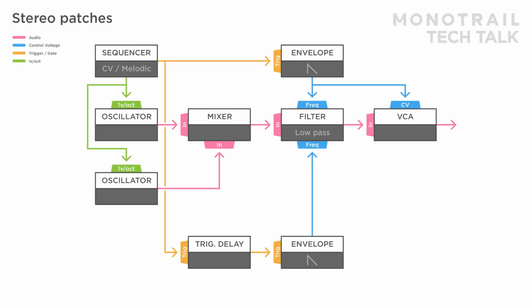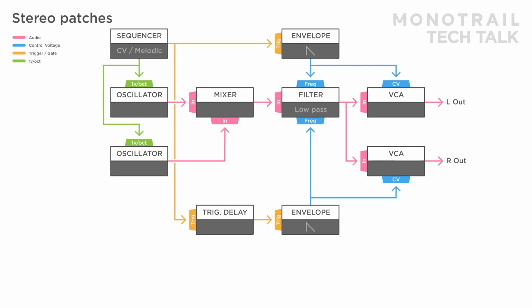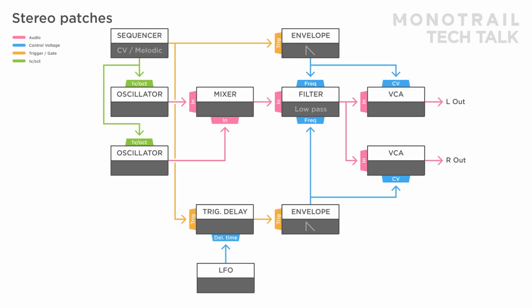To make this setup stereo, multiply the audio leaving the filter and send it to a second VCA. Use the VCA outputs for the left and right audio channel and use a copy of the second envelope to open the second VCA. If you can modulate the trigger delay time, you can add extra depth to this setup. This creates great sounding ping-pong slapback delay-like sounds.